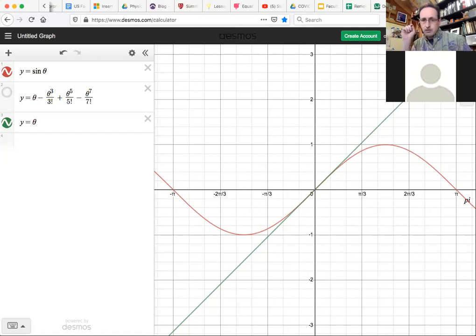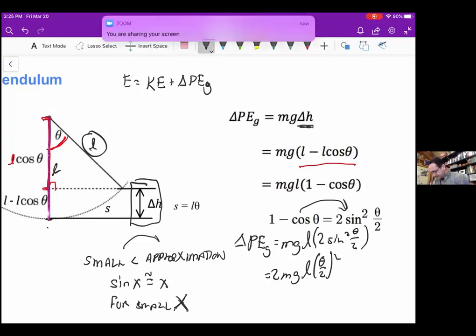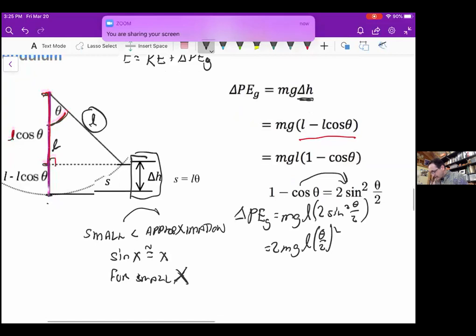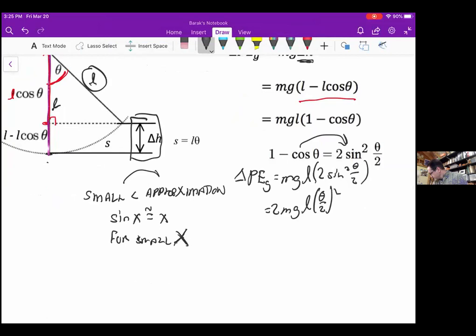All right, so let's go back. I'm going to stop sharing here, and then you can see my face for a moment. And I'm going to share back on this thing. Let's see if that works. Okay. So we have our small angle approximation. It's already been put in here, and we can make this equal to 2mgl times theta squared over 4.